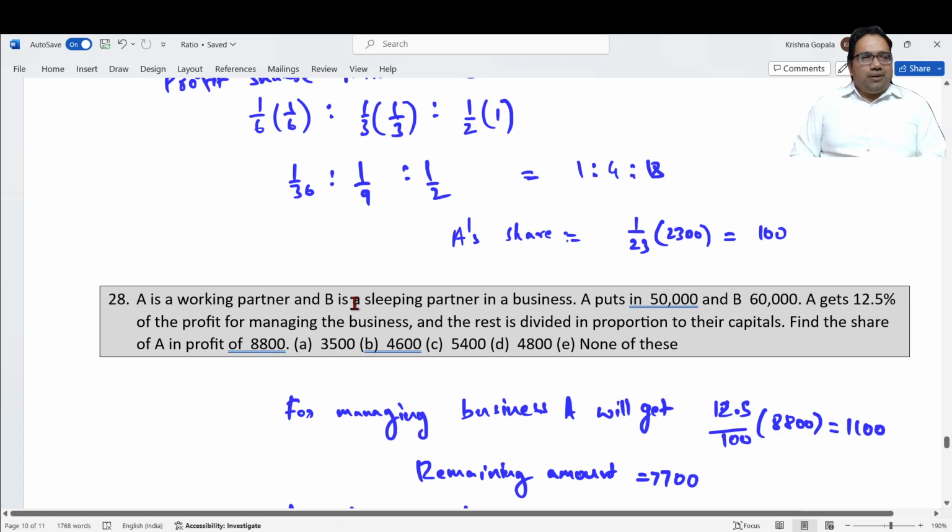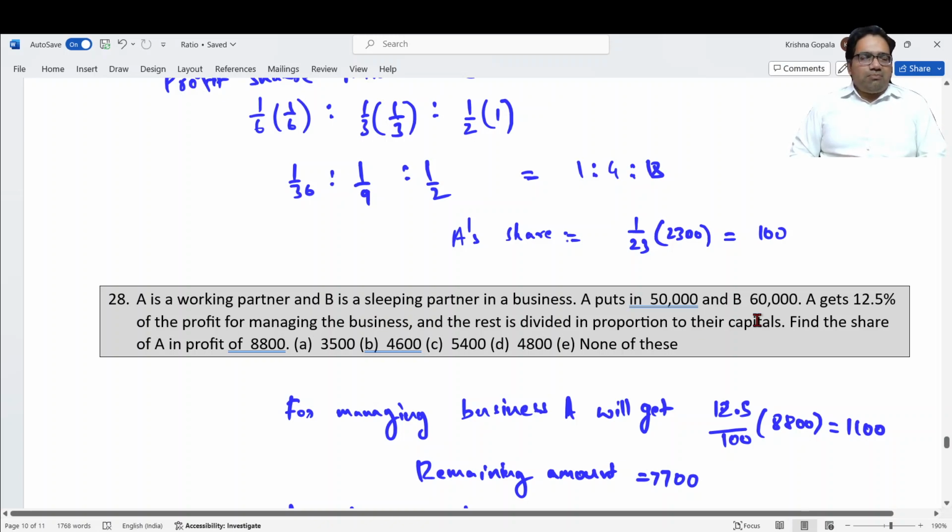A is a working partner and B is a sleeping partner. Sleeping partner means he just invests money. He doesn't work. A is the one who actively takes part in the daily operations of the business. A puts in 50,000 and B 60,000. B has put slightly more amount. A gets 12.5% of the profit for managing the business. A takes the first 12.5% and the rest is divided in proportion to their capitals.